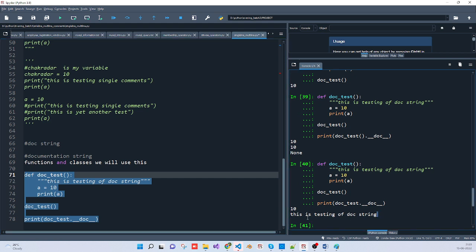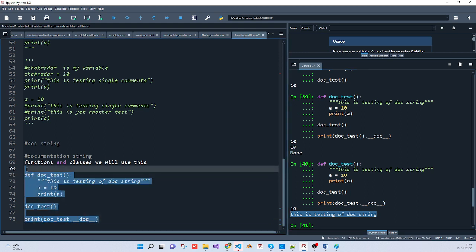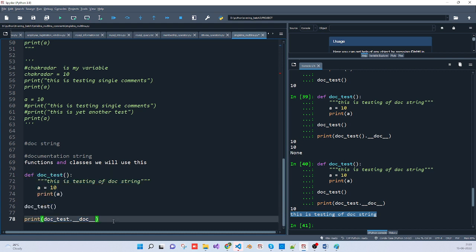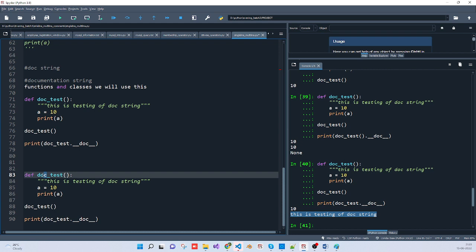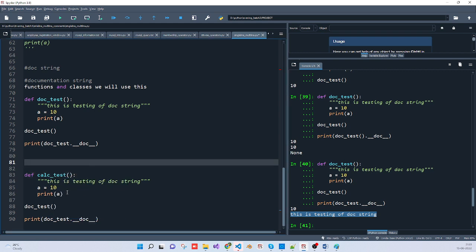I got my documentation string. Whatever you want to write, I will show you one more example. Just give me a second. Control C. Okay, here I am writing, calc test. So here I will write.